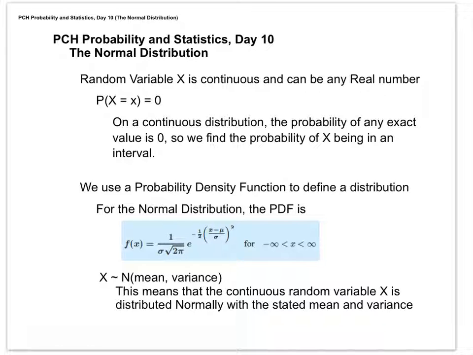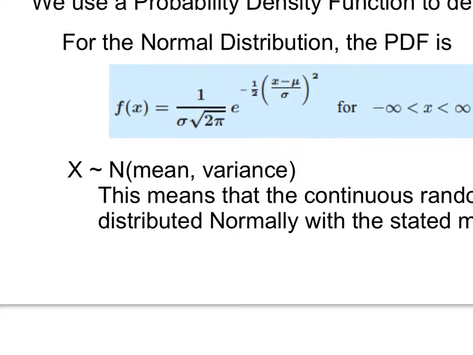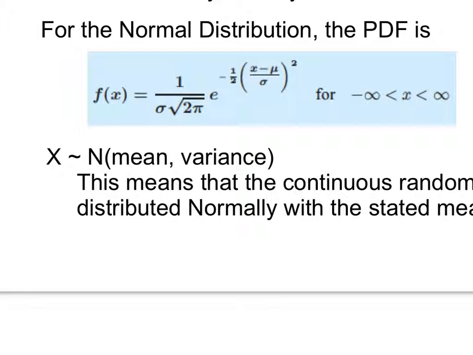Now there is some notation I would like you to be familiar with, and that's this right here. This X, and then you see the little tilde. That means X is distributed normally with a given mean and variance. As you'll see, we're going to use the standard deviation a whole lot more, but it's given as the variance. So, for example, we could say that X is distributed normally with a mean of 83 and a variance of, say, 9.